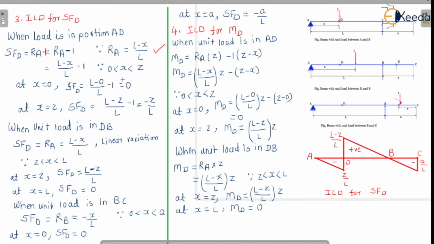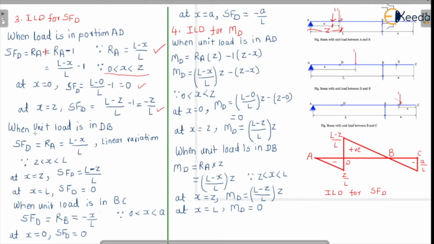Now X is in between, so see it carefully. X is varying between 0 to Z, because the A to D distance is Z. And this X distance is where the unit load is acting. Actually, I should have shown it somewhere here so that it becomes more clear. And this distance is Z. So X is between 0 to Z. Now when X equals 0, in this equation, shear force becomes 0. And when X equals Z, simply substitute Z here, so we get it as minus Z by L. So these two values we got here.